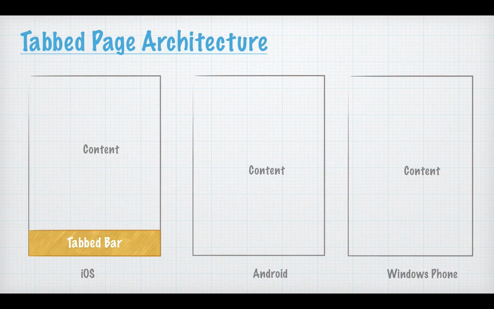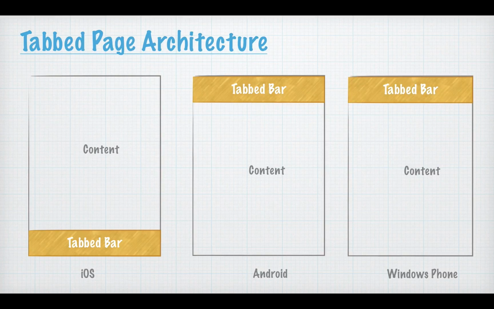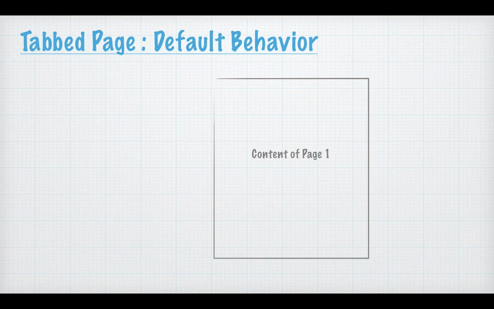Okay, so now let's see the architecture. We just saw that it consists of two sections. In iOS, the tabbed bar comes on the bottom. In Android, the tabbed bar comes on the top, and even in Windows Phone, the tabbed bar is coming on the top. But it consists of two sections, the tabbed bar and the content.